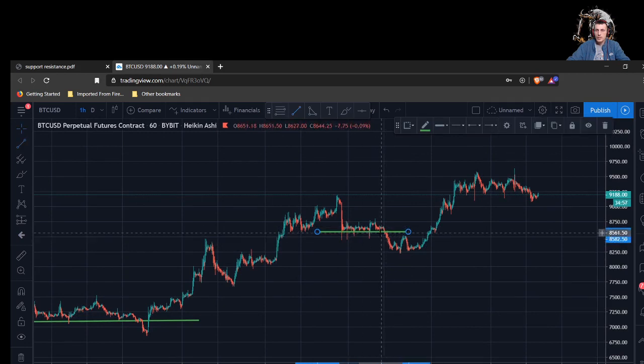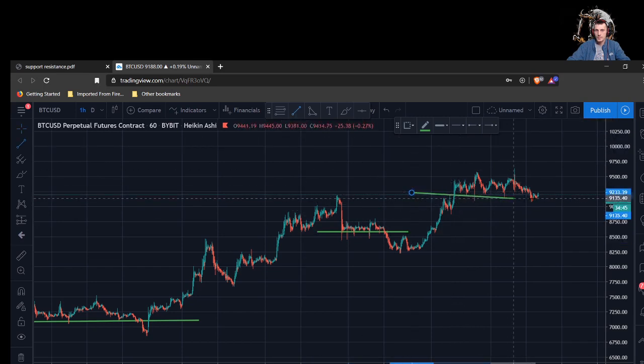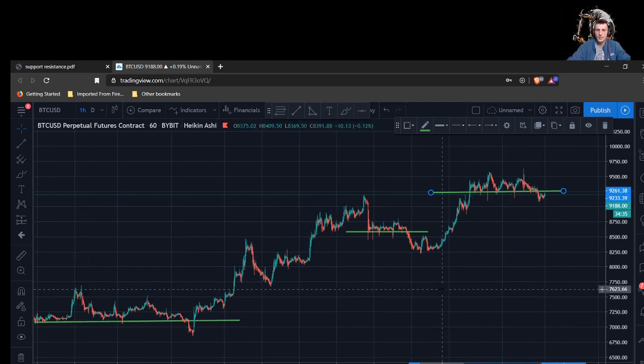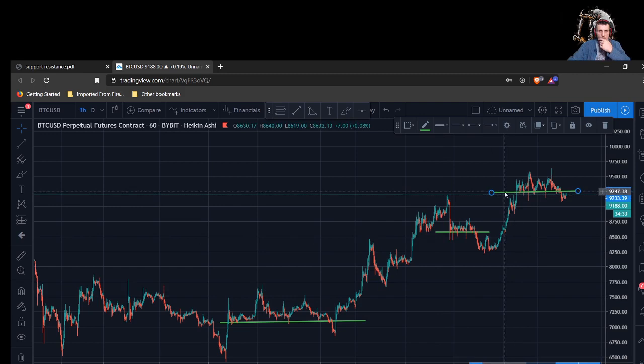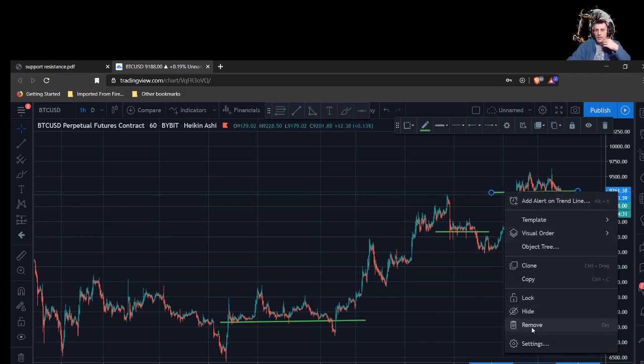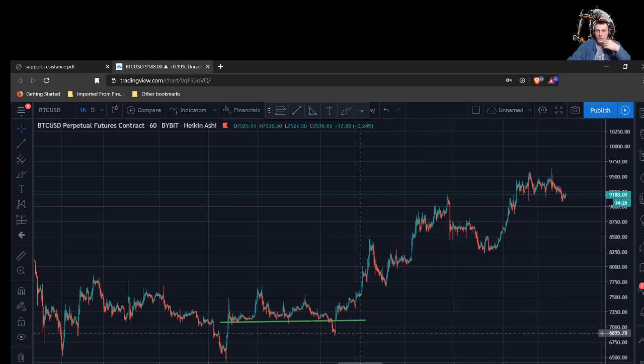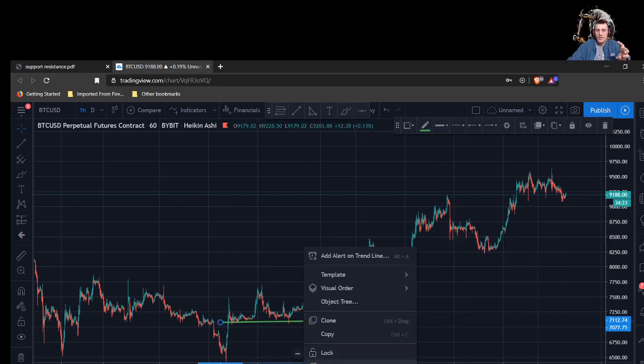This is a line of support right here. Each time we tested that, it got weaker, weaker, weaker, and we broke down. Same with over here. Each time we tested, weaker, weaker, weaker, we bought all the buy orders up, we ate them all up, and then we ended up breaking down. I'll show you guys how to actually draw it on the chart.